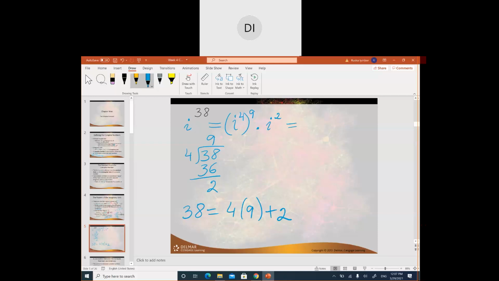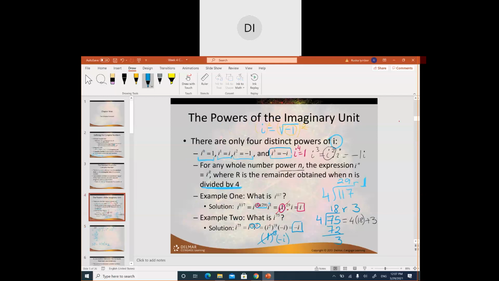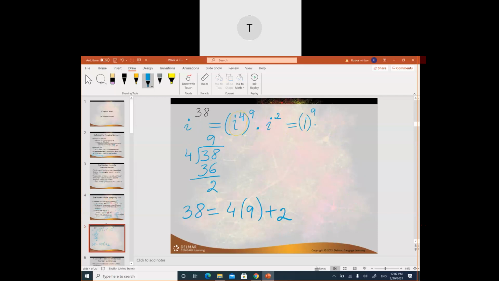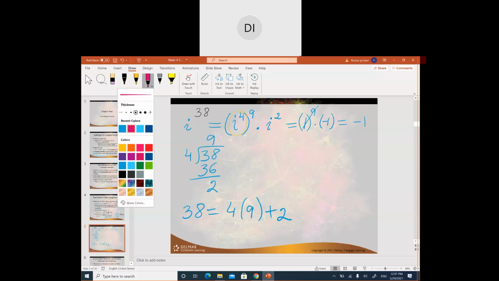And then i to the 4, you already know it's 1, right? So it's going to be 1 to the 9 times, what is i squared? Remember what is i squared? Do you guys remember? Negative 1. Negative 1, that's right. If you forget, look here, negative 1. And then 1 to the 9 is 1. So my answer is negative 1. Okay? Everybody understand that?